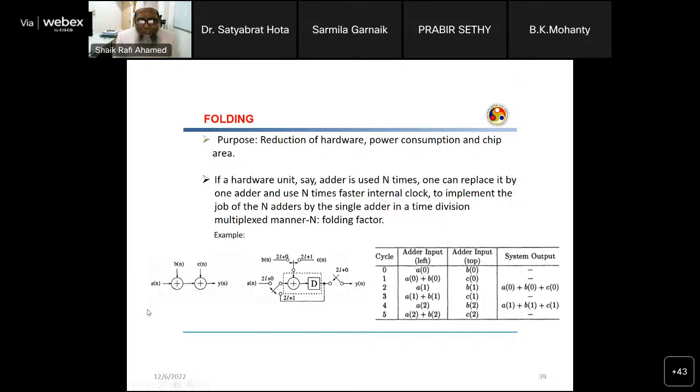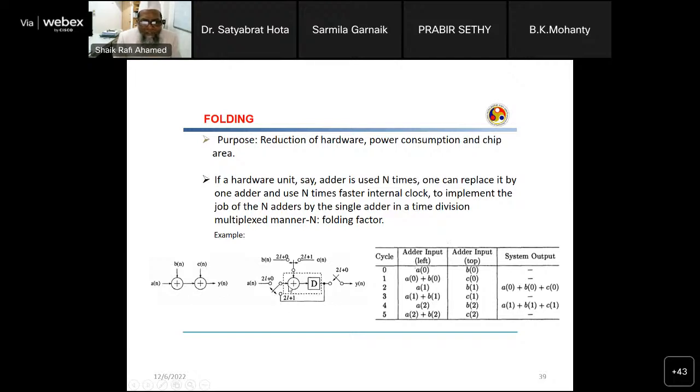If I take a simple example of a 2 adder circuit, y of n is simply a of n plus b of n plus c of n. I require 2 adders. I can implement the same y of n equal to a of n plus b of n plus c of n using only a single adder, but I require one delay. I don't care about this delay. Here this is the switching arrangement. So this circuit also performs the same as this one. But this requires 2 adders, and this requires only 1 adder.